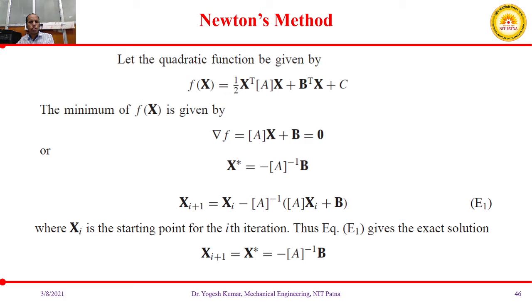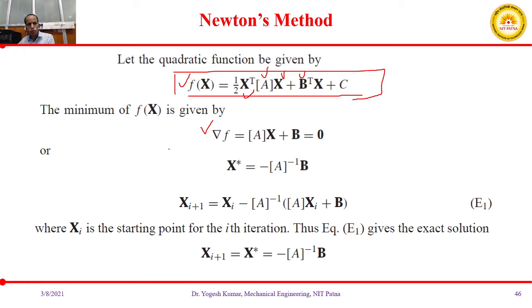Okay, so suppose we have a quadratic function which you may represent in another form, that is half of x transpose A x, where A is a matrix multiplied by the variable x, the Hessian matrix, then plus b transpose x, where b is a matrix multiplied by variable x, plus c. Okay, so if you take the gradient of this particular function, this will be the gradient.